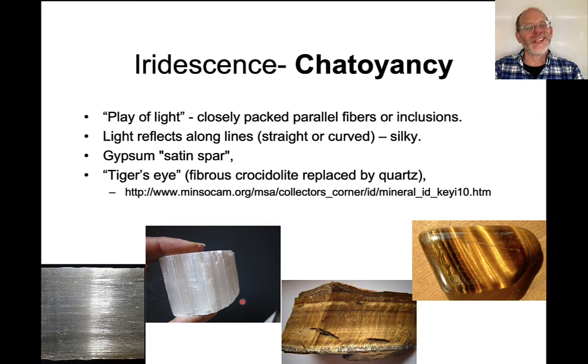Chatoyancy isn't necessarily a color, but it's an iridescence that's related to the interaction of light with minute fibers. So, for example, gypsum and tiger's eye quartz have fibers in them. Here is an example of gypsum. In tiger's eye, fibrous crocidolite, which is an amphibole, has been replaced by quartz. It's been pseudomorphed by quartz to create this fibrous texture and this kind of interaction with light.